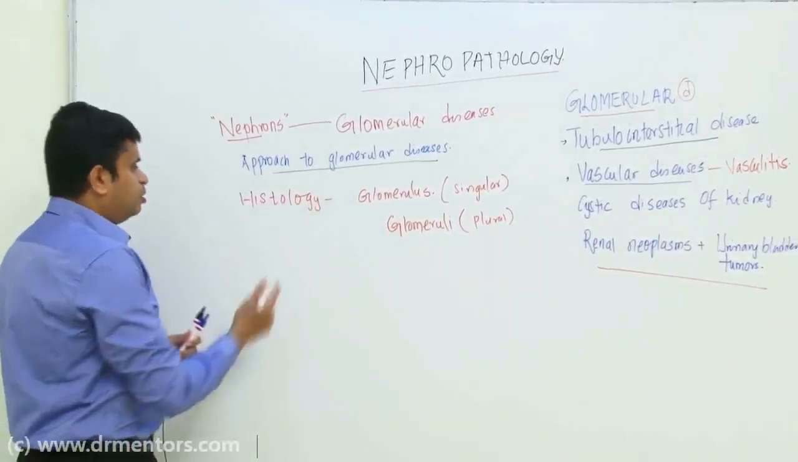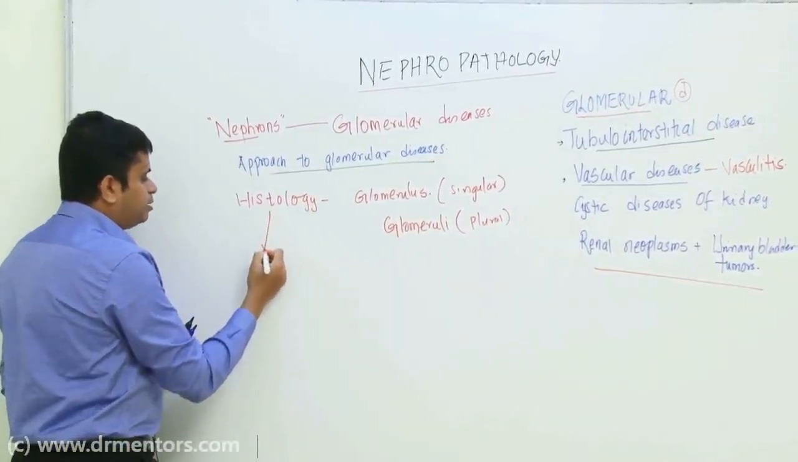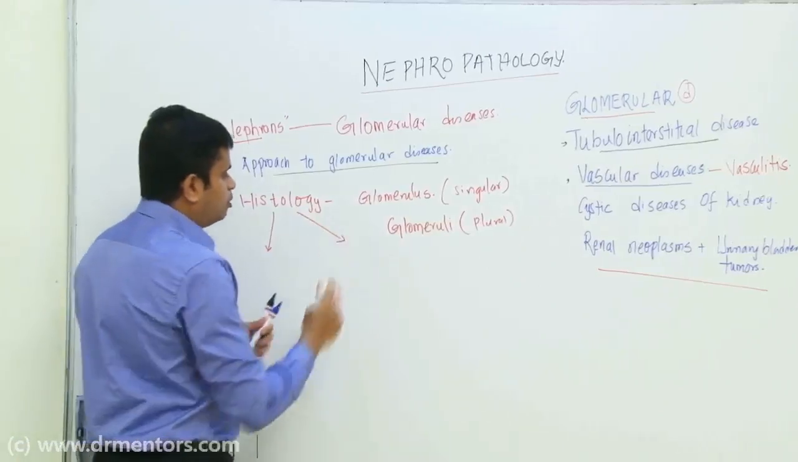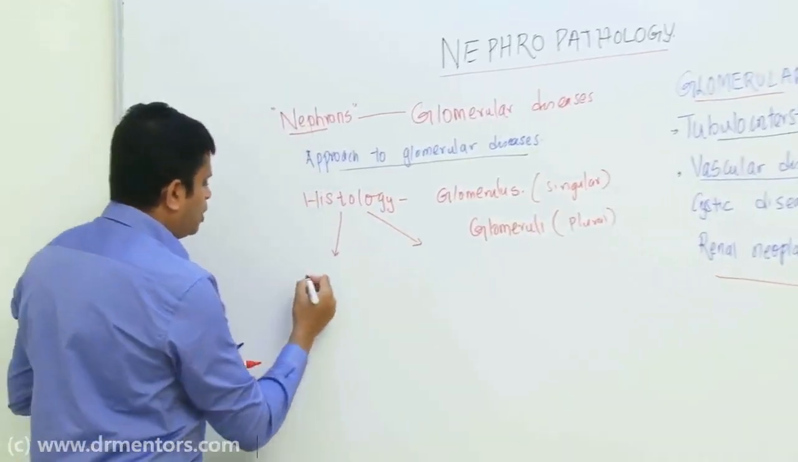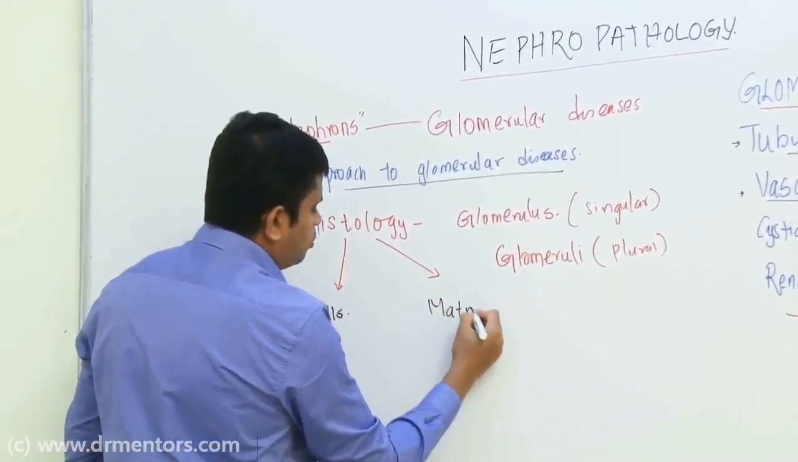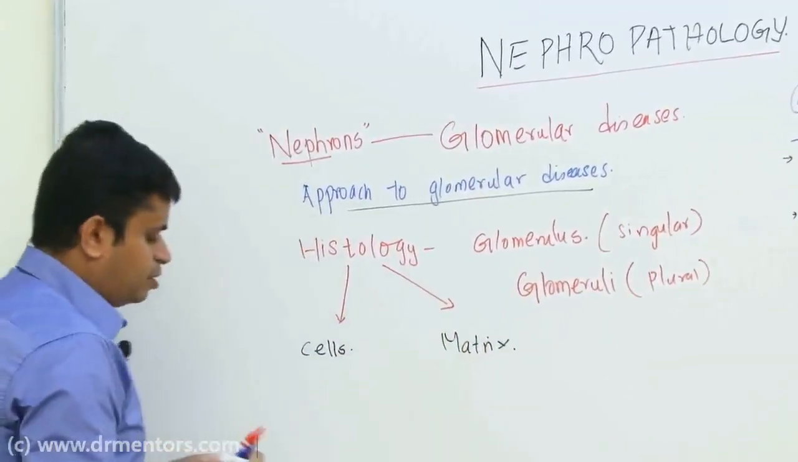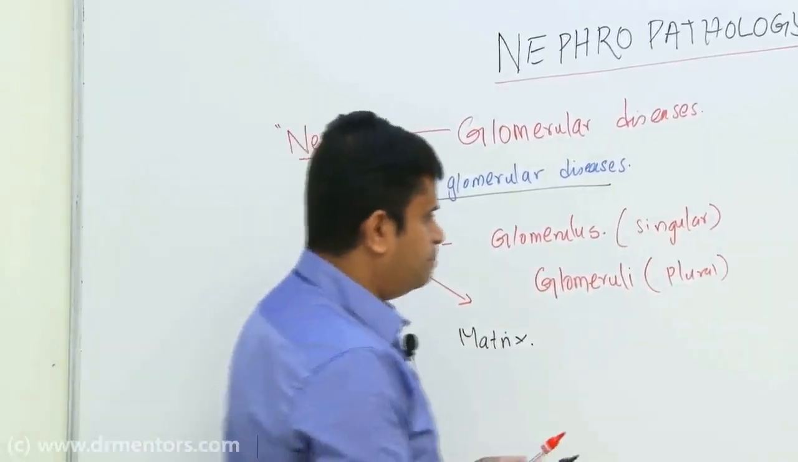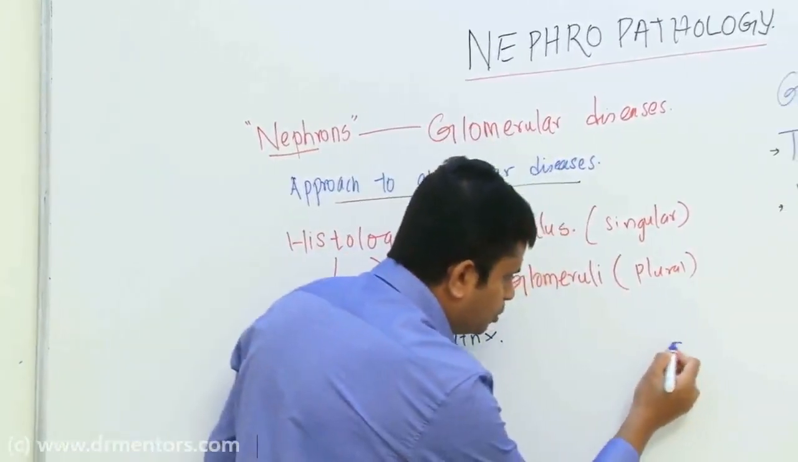In histology, you should understand that any glomerulus is made up of two things. One, cells. The second one, matrix. Now what do you mean by cells and matrix? For this, I will show you the basic idea of what the glomerulus looks like.